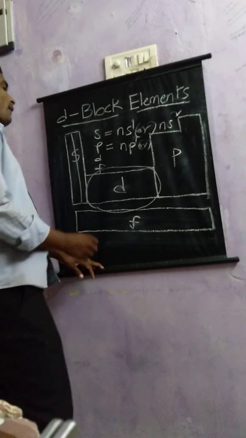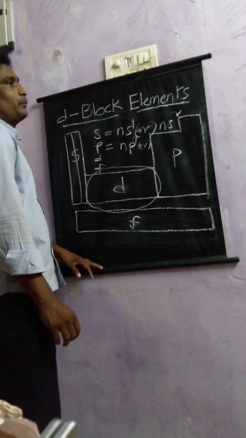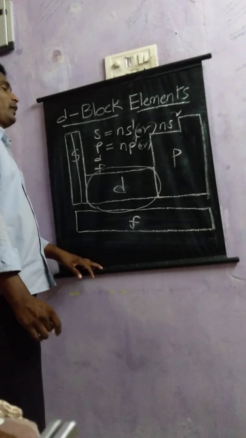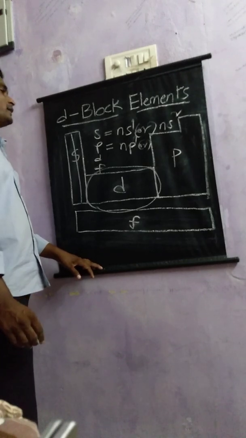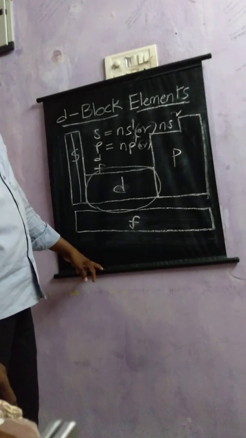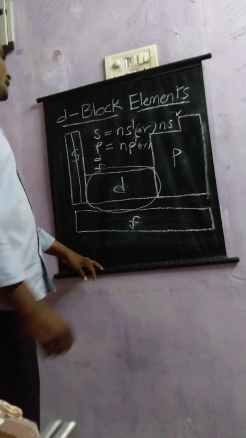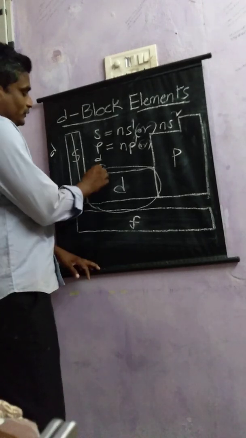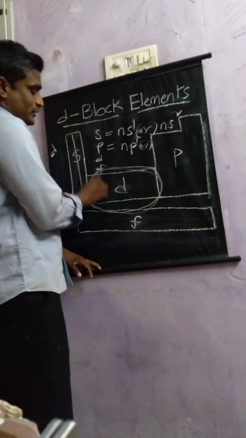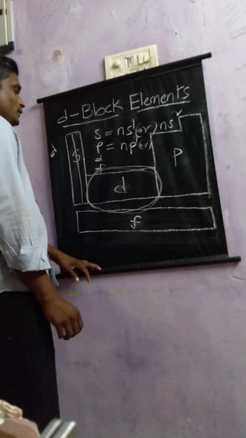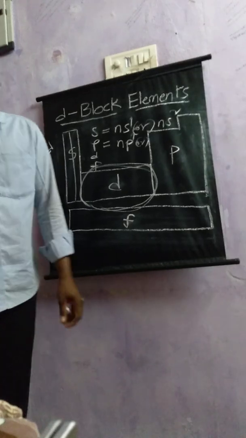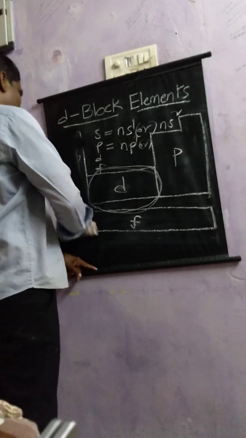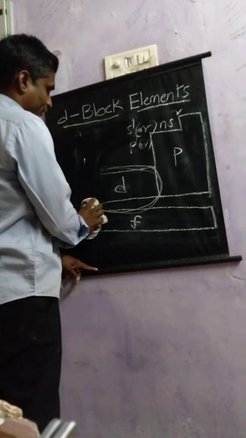So, which element is a D block element? How can you say that? For the question, the only answer is, if the differentiating electron enters into the D sublevel, then they are called D block elements. So that is the basis of the classification of elements in the periodic table.